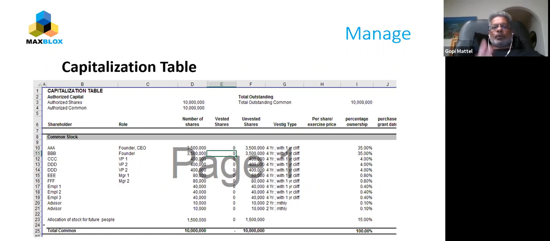Now I want to point out two different things. One, you notice this thing says allocation of stock for future people. Okay, 1.5. There is no people, right? There's nobody. We assume that there are people here, but we are preserving these shares because we expect to keep hiring and we want a pool from which to give them. That's the employee option pool. It's preserved for them, and that's pretty much a requirement here. Again, you have to check in India if this is applicable, but the VCs will insist on it, okay? Do you have allocation for future employees?